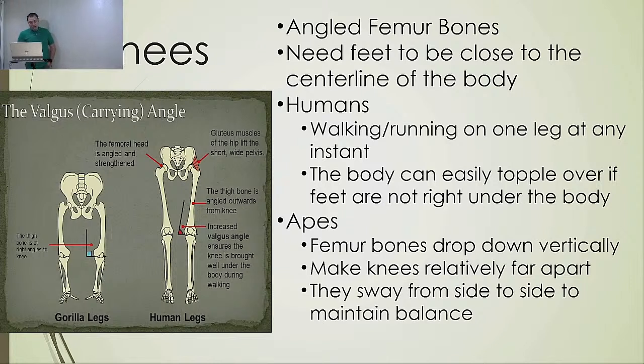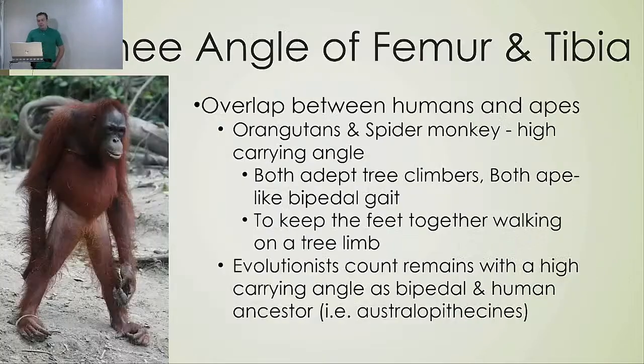Now, there are a few exceptions to this, but for the most part, this requires them to lean from side to side as well. But like I said, there are some exceptions. Orangutans and spider monkeys do have the same high carrying angle, or at least a similar one to humans. But they are both adept tree climbers, and this allows them to walk on a branch because they're going to need their feet underneath. Yet if they still were to walk on the ground, or even in the tree for that matter, they're going to have the same lumbering gait.